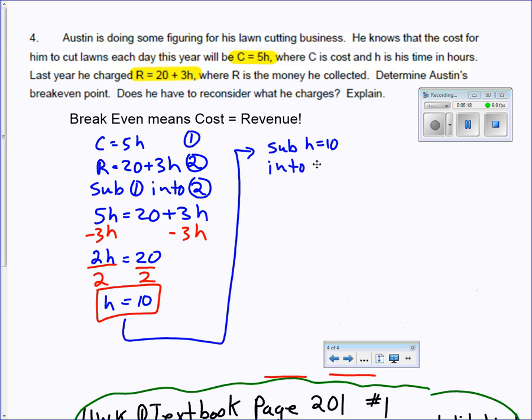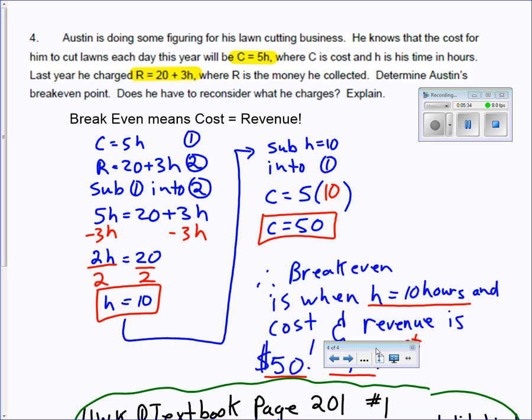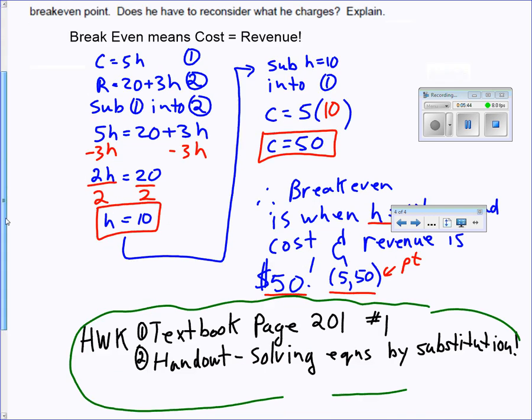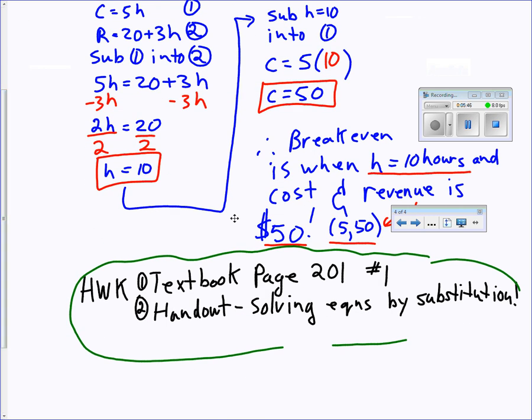So that means we're going to substitute h equals 10 into equation 1, which is the easiest one to substitute, which means that we have the following. C is equal to 5 times 10, which gives us C is equal to 50. So that means the break-even is when h is equal to 10 hours and our cost and revenue are both 50. And that's our break-even point. Now, your homework is this.